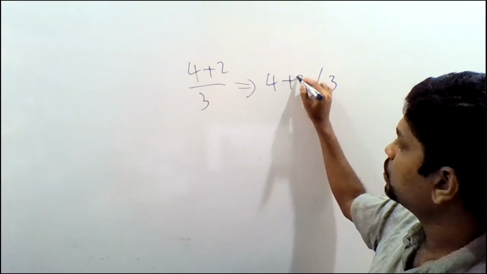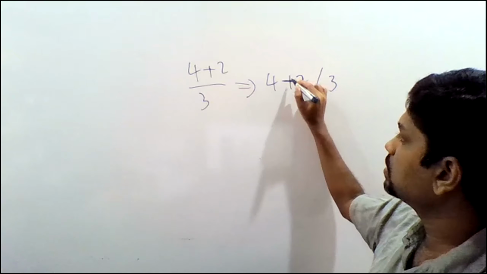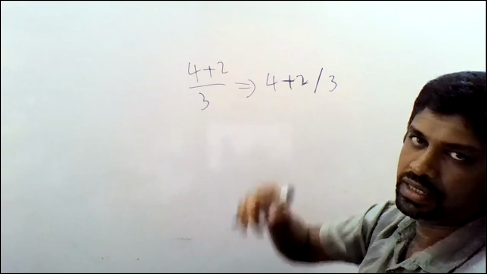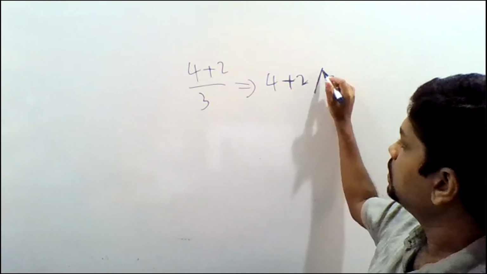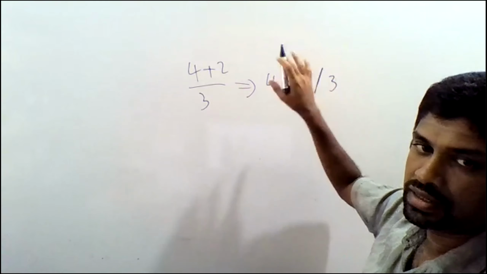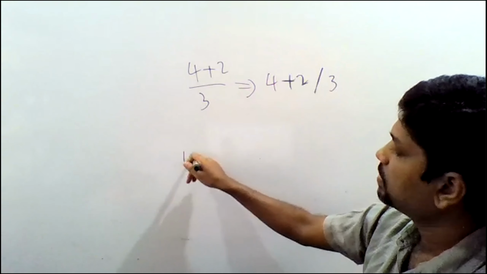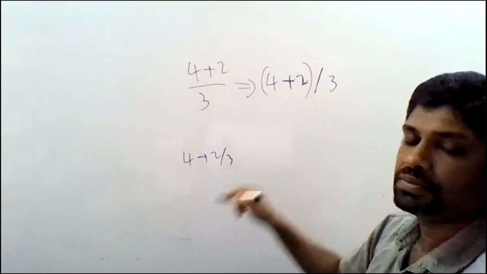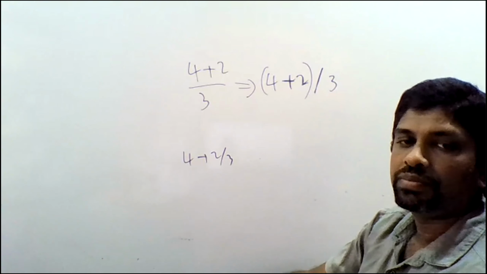Now we have the 2 is subjected to both operations, addition and division. The first priority is given for division. Therefore, 2 is divided by 3. That result is added to 4, right? So it will be something like 4 plus 2 over 3. So you have to use a bracket here. Okay, you have to use a bracket here.